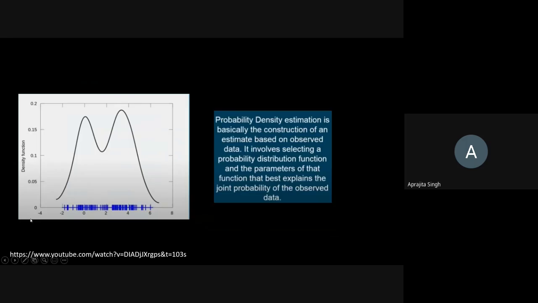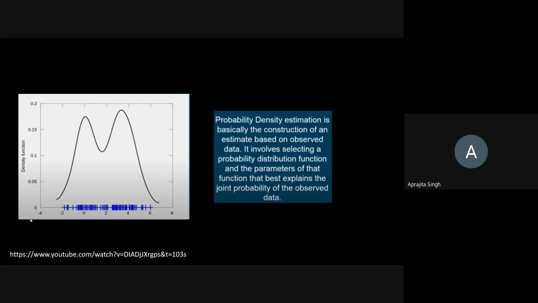What is the idea behind all of this? See, for any data that is coming in, you try to fit a probability distribution to it, whether it is a normal distribution or an exponential distribution, whatever kind of data it is. So probability distribution estimation is basically the construction of an estimate based on observed data.